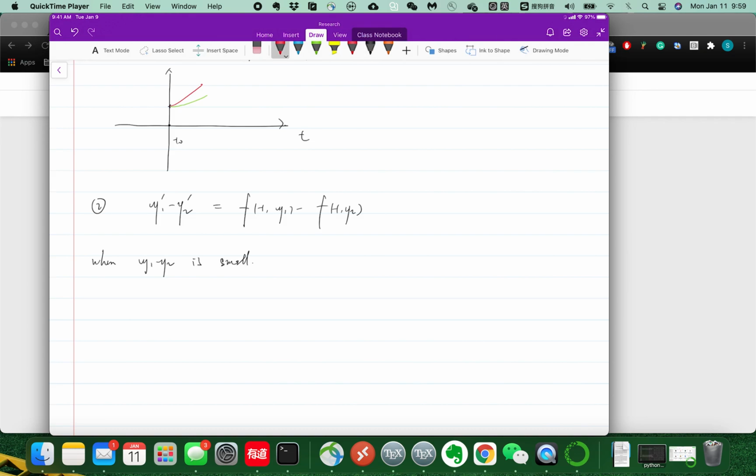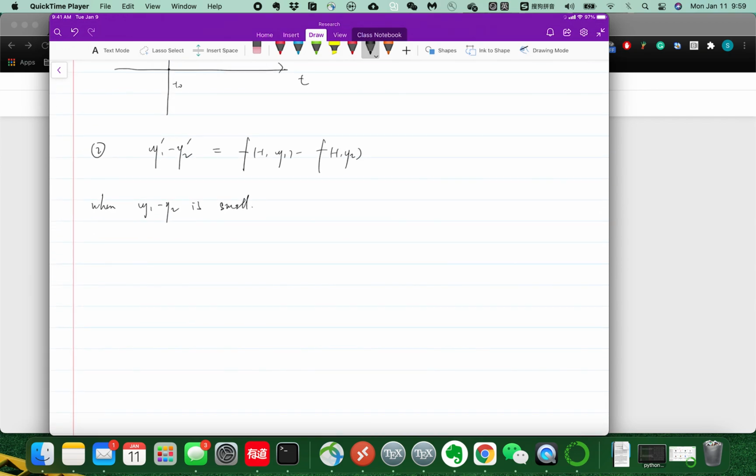Now, when y1 minus y2 is very small, which you can have at least for a small period at the beginning, they should be relatively small. They are 0 at the beginning. So for a short period of time, they are going to be small. Then this one will look almost like this. Technically it's not equal, but when things are small, you can imagine. Let's just do this.